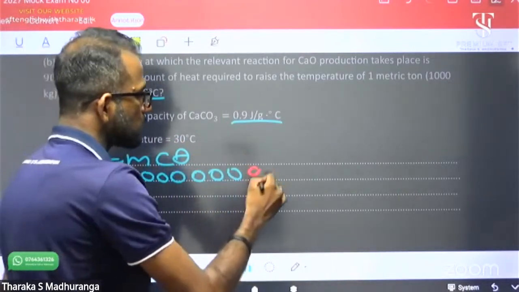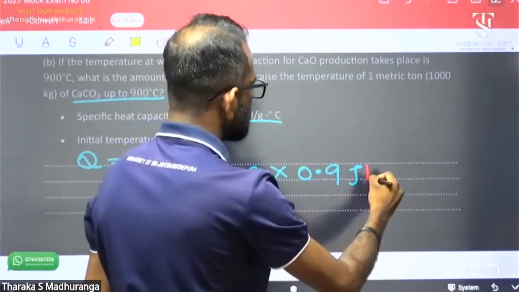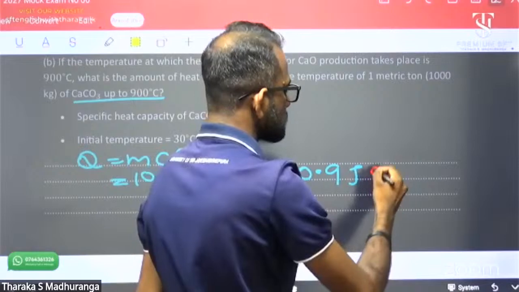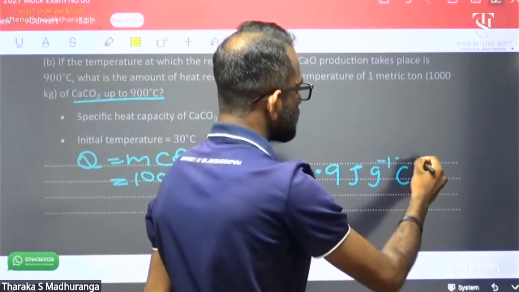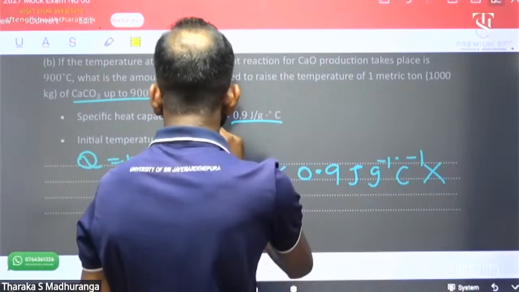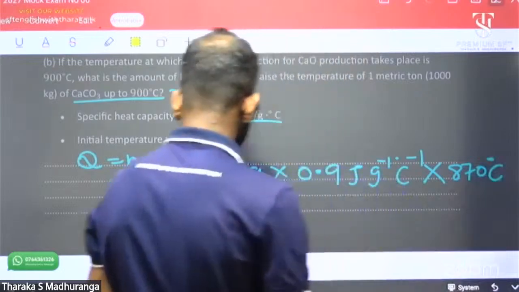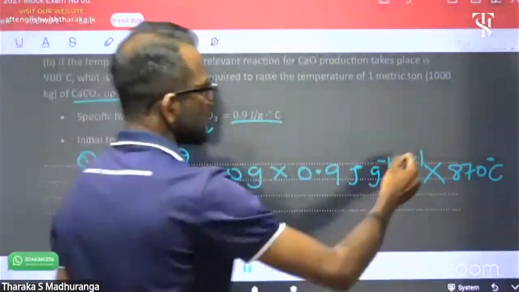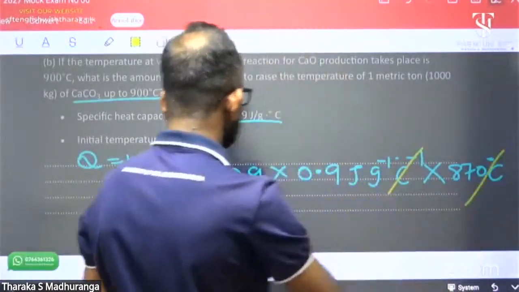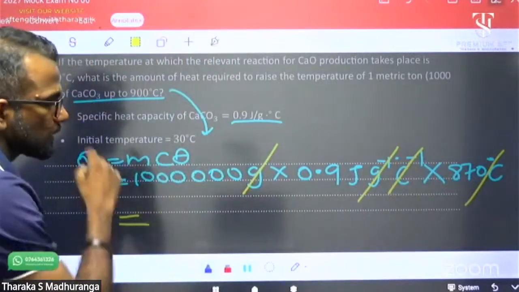This is grams into 0.9 J g minus 1 Celsius minus 1, into the temperature difference, 30 Celsius to 900 Celsius. It is 870 Celsius. Celsius cancels with per Celsius, gram cancels with per gram. Here comes our answer.